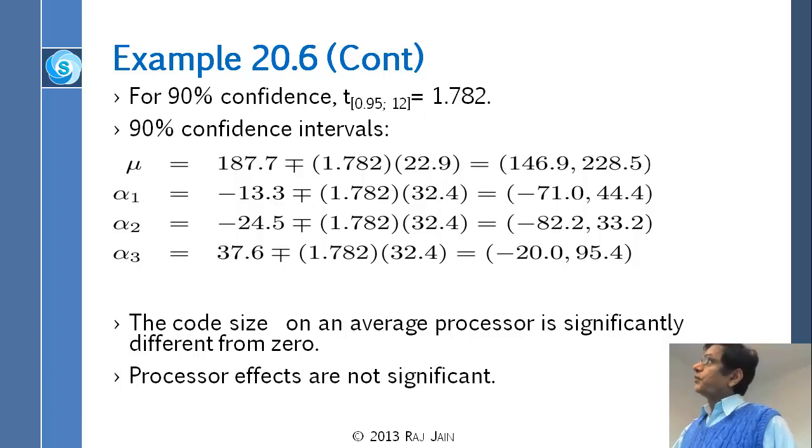So t 0.95, 12 is 1.782. By the way, 0.95 is because it is a 90% confidence interval, right? And then you get the confidence intervals of these things. All of them are, what can you say about alpha 1, alpha 2, alpha 3 from the signs? Yeah, they're not significant, so that's good. So it's not different from the 0.